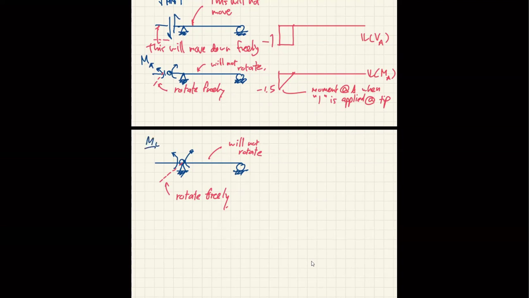And again, that means I can draw the influence line, and the shape will be just like that. And again, this is -3, right? Now you can guess this is the moment. Sorry, this is supposed to be at B, right?